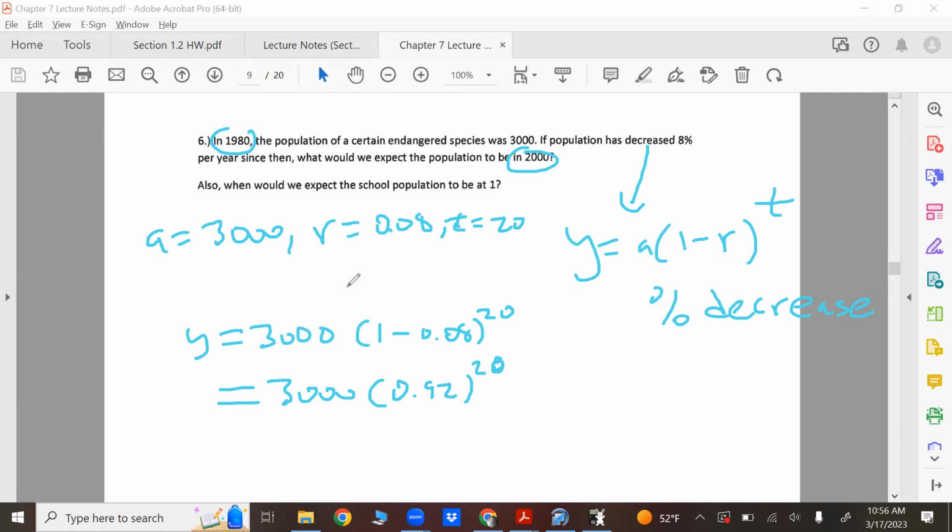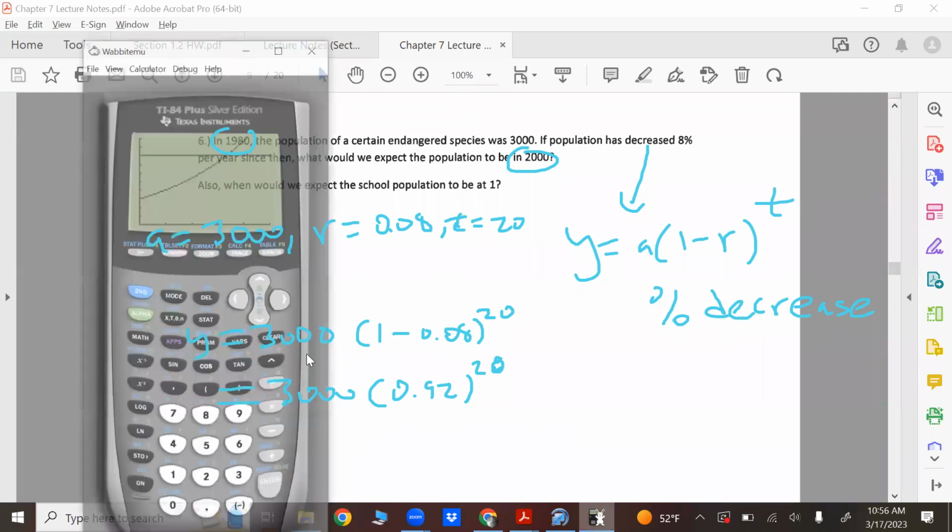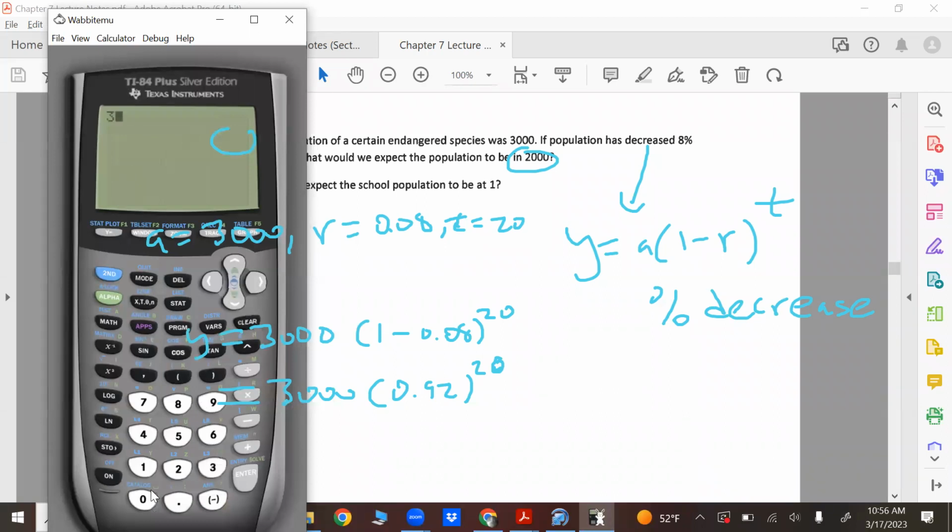So let's punch it in. I do 3000 times 0.92 raised to the 20th power. And wow. So this species had 3000 as its population. In 20 years, it dropped down. So it's probably being hunted or poached, or we have reproductive issues or environmental climate change. I don't know, but it's kind of sad, right? So someone's got to step in. This is the species dying off.